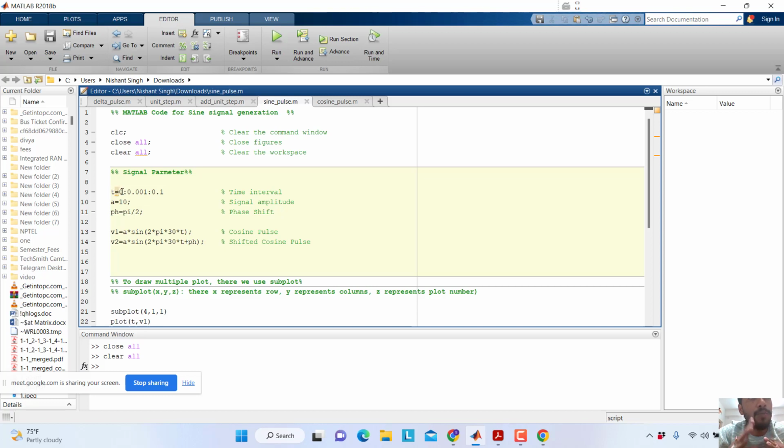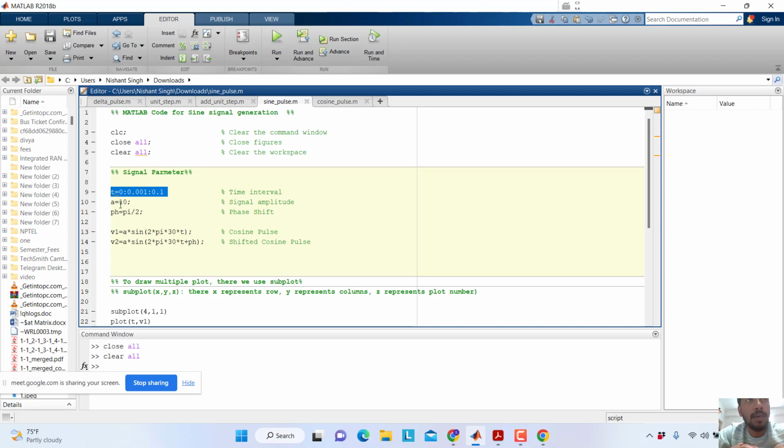We have a 0, 0.001. Next we have a 0.002. Okay, we will plot our sine signal on that interval. Next we will see how many values our t contains.